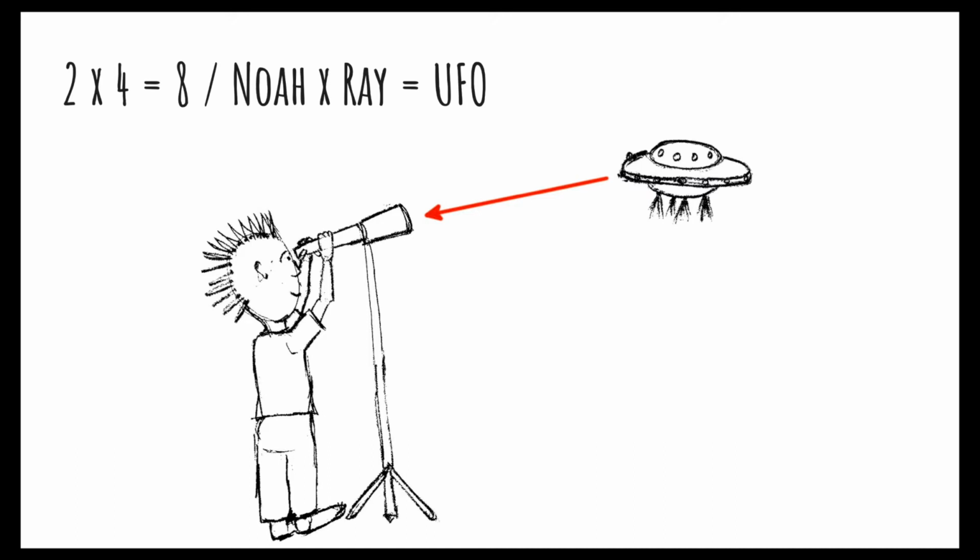He then ran to tell his family about it. This story represents 2 times 4 equals 8. 2 is Noah, as we know already, and we also know that Ray is 4. Now 2 times 4 equals 8, which is UFO. Let's look at why 8 is UFO.